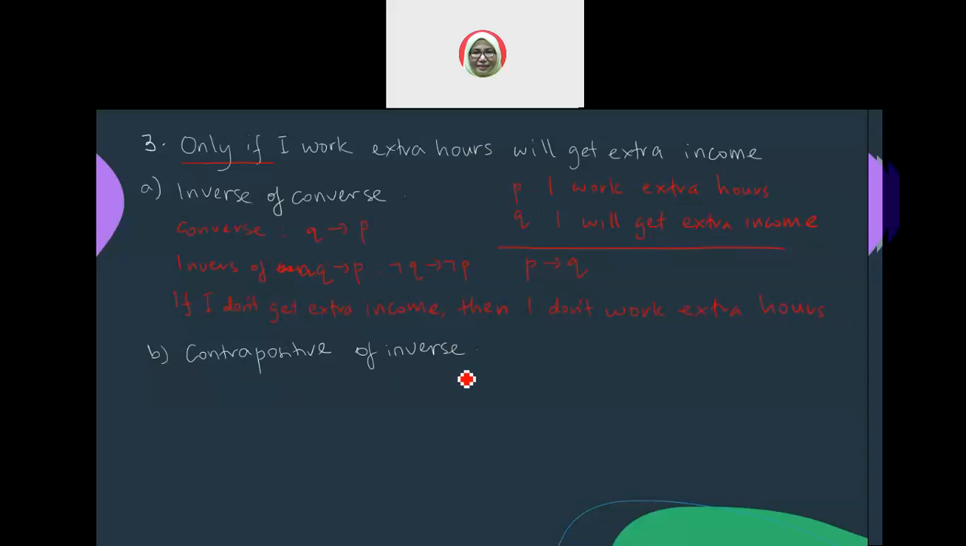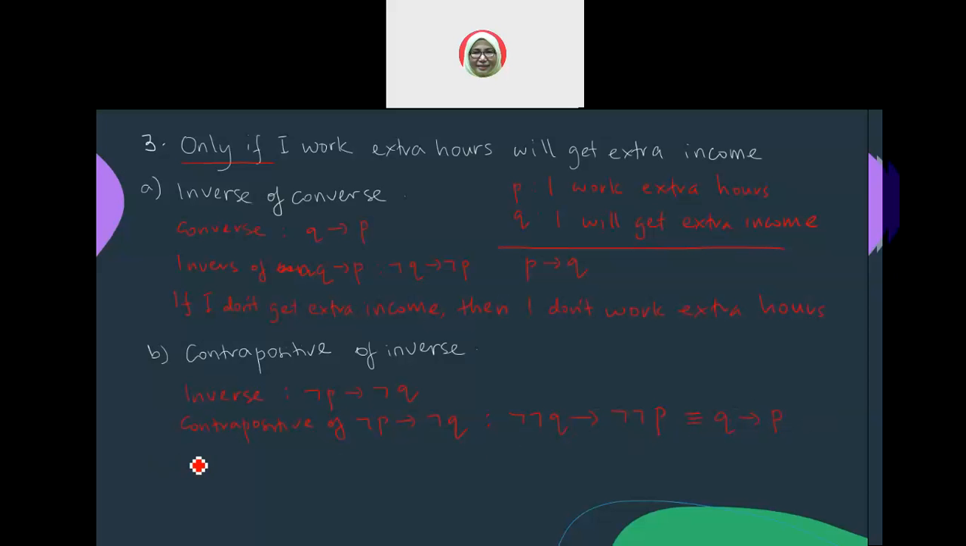Contrapositive of inverse. So get the inverse first. What is the inverse of this statement? Inverse of this statement: not P implies not Q, right? So then we can find the contrapositive of not P implies not Q. So what is it? Contrapositive of this statement: not Q implies not P. So this one you can simplify. This is equivalent to Q implies P.